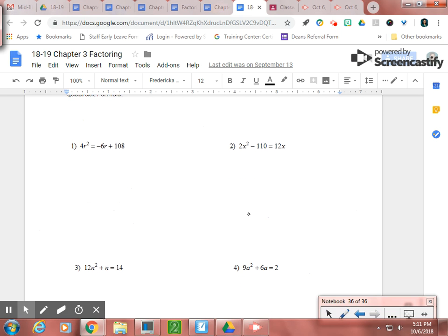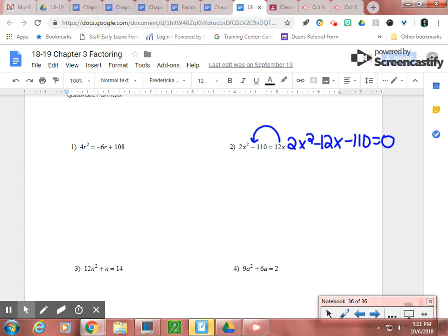Looking at number 2, doing the same thing, we need to move this. It's going to go right here in the middle. So that's going to give us 2x squared minus 12x minus 110 equals 0. Label these a, b, and c. Now we're going to plug into the equation. The opposite of b: it's already a negative 12, so the opposite is a positive 12, plus or minus the square root of b squared, so negative 12 squared.